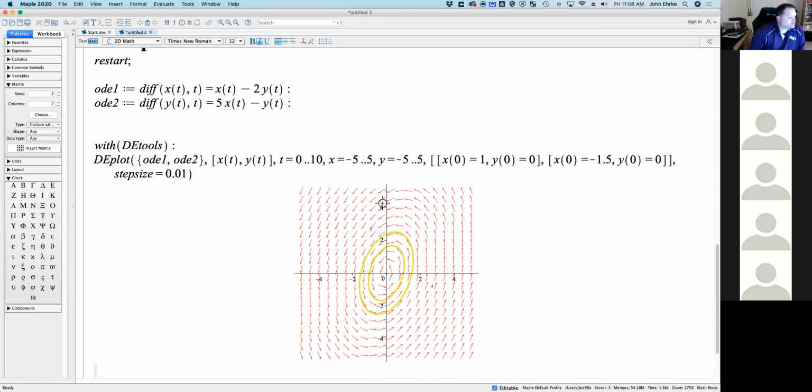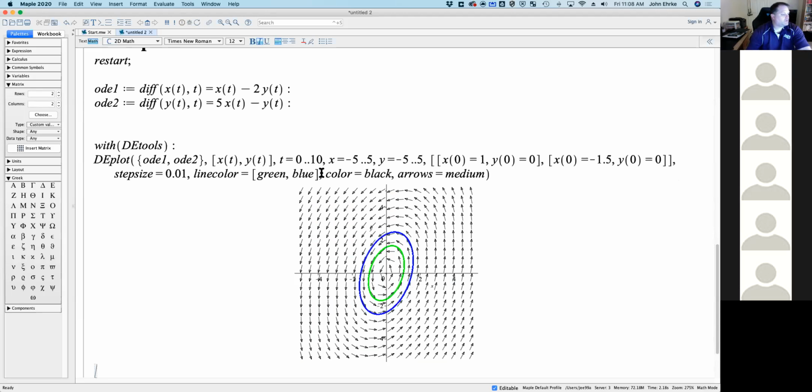To get smoother looking circles. And you can change, using line color, what the color of the things are. You can manipulate the arrows, all that kind of stuff as well. So lots of different options for how to make this look, but you're going to get a center-like behavior here.